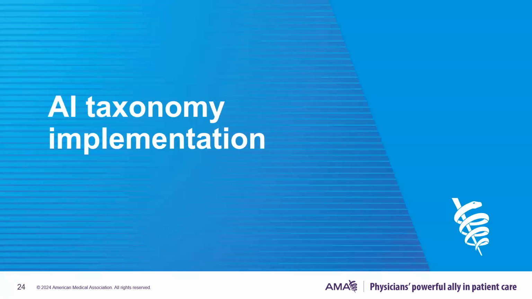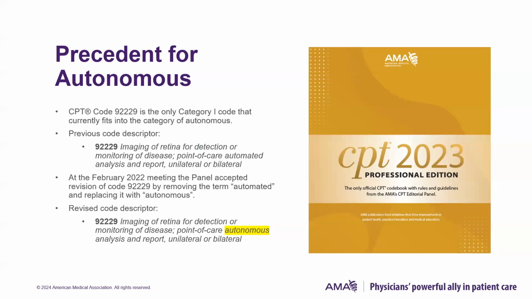The AI taxonomy is being used by the panel and applicants to the CPT process. I'll go over a few examples of a precedent for each level of AI in the taxonomy. So first we have the CPT code 92229. This was originally created for the 2020 CPT code set to describe an autonomous point of care for diabetic retinal exam.